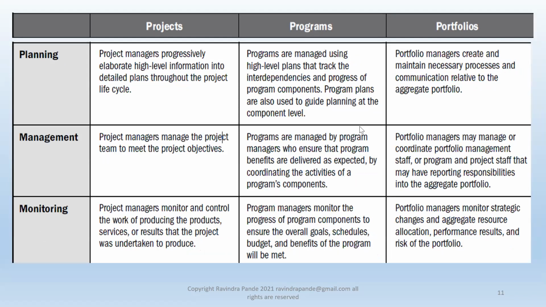Let me move on. In terms of planning, management, and monitoring, let's say planning. A project manager progressively elaborates high-level information into detailed plans through the project life cycle. So it's a singular execution we are talking about. The project manager normally plans for a singular project. Whenever you have 2 or more projects to handle, you are normally a program manager or a senior project manager, where programs are managed using high-level plans or the escalation that track the interdependency of progress of program components. Program plans are also used to guide planning at a component level as well.